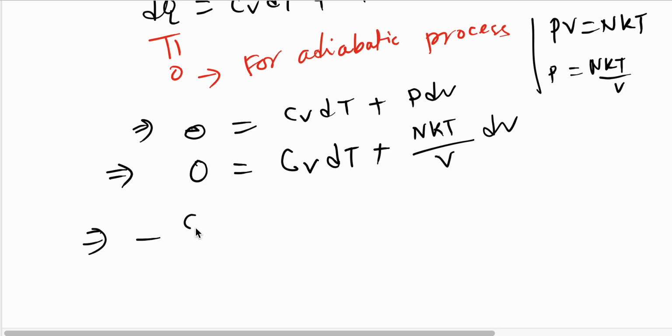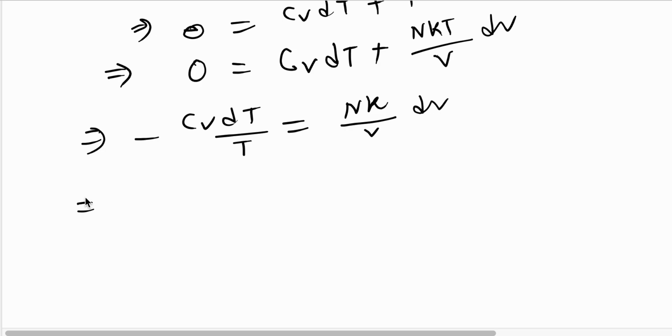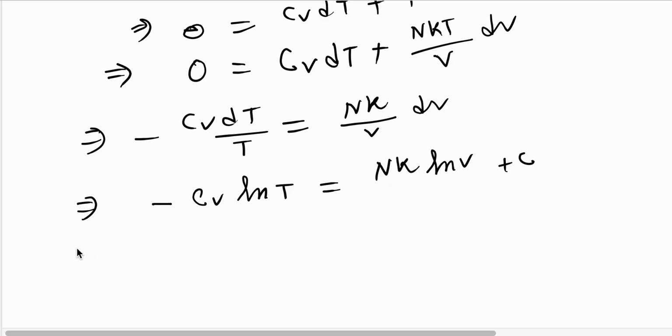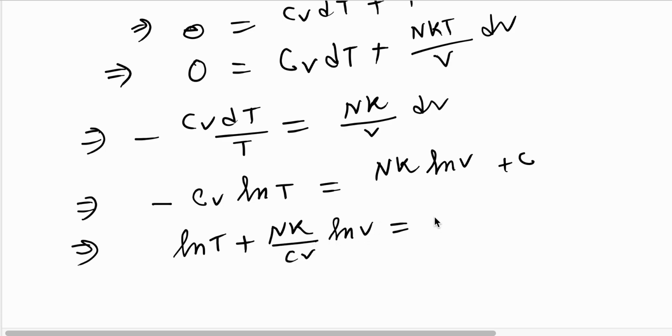So this will be minus Cv dT by T is equal to nk by V dV. So this will be minus Cv ln T equals nk ln V plus some constant. That means we can write here that ln T plus nk by Cv ln V is equal to some constant.